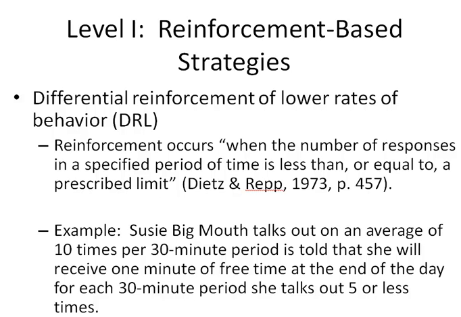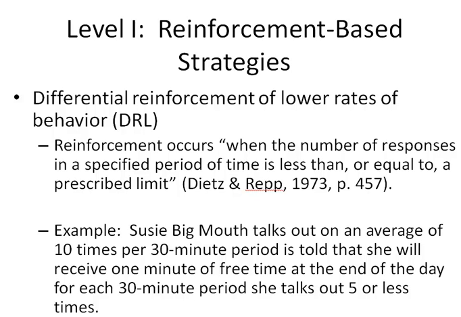What does that mean in English? Look at the example below. We have Susie Bigmouth, and she talks out an average of 10 times per 30-minute period. So we know that 10 times per 30-minute period is kind of her baseline. She's told that she will receive 1 minute of free time at the end of the day for each 30-minute period that she talks out 5 or less times.